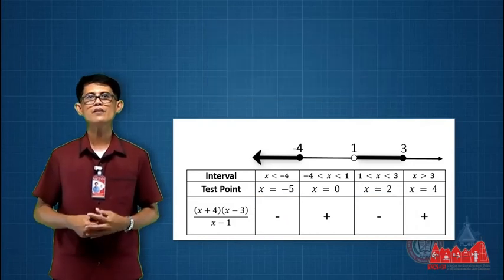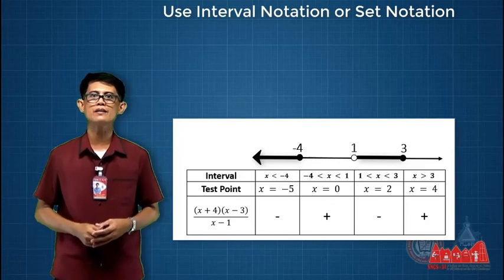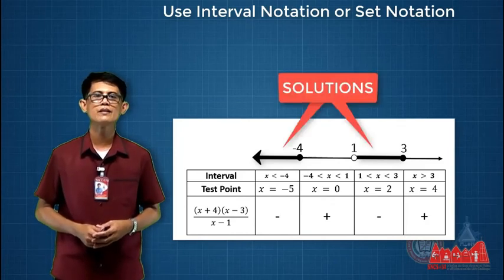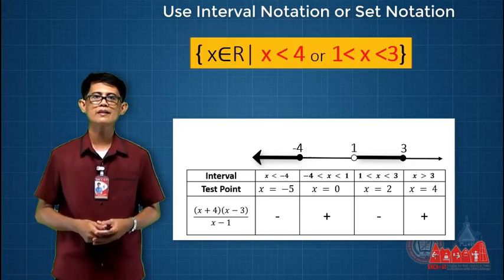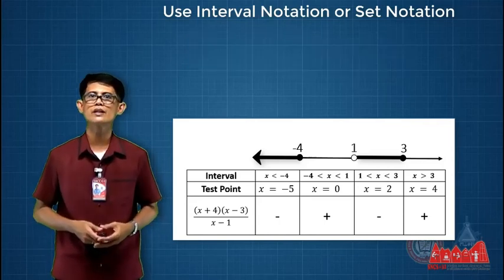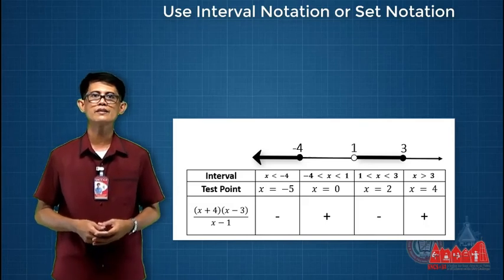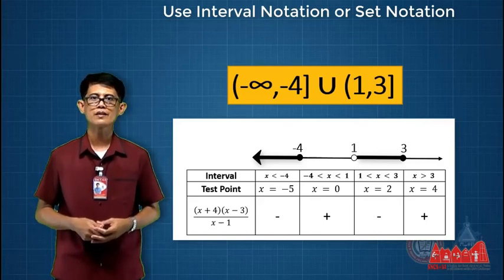Step 5. Use interval notation or set notation to write the final answer. The negative sections from the sign analysis chart determine that the solution is the set of all x, elements of the real numbers, such that x is less than or equal to negative 4 or x is less than or equal to 3 but greater than 1. It can also be written using interval notation, referring to the table of interval and set notation. We have negative infinity, comma, negative 4, union, 1, comma, positive 3.